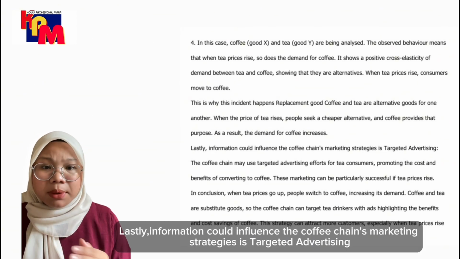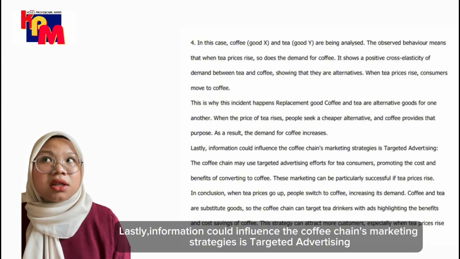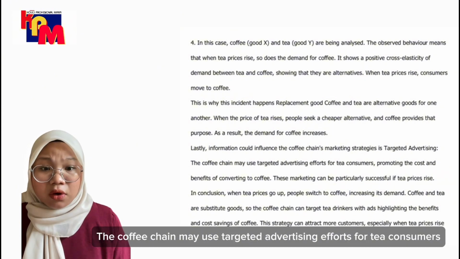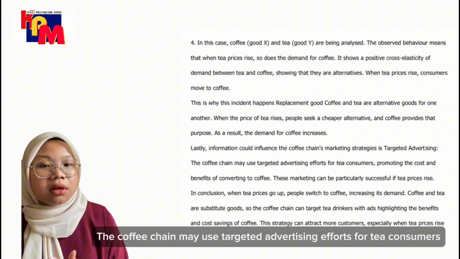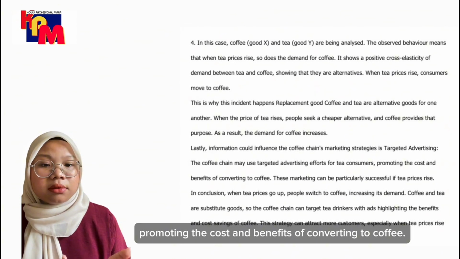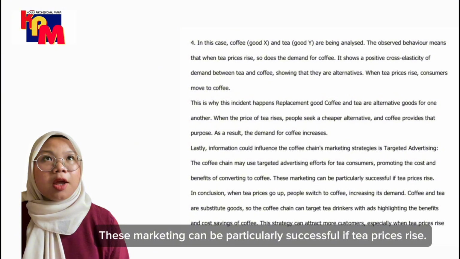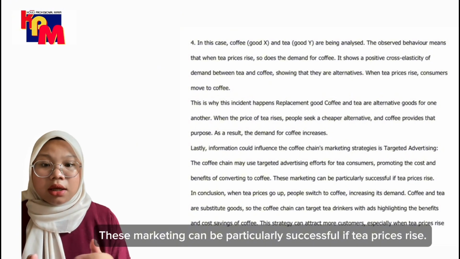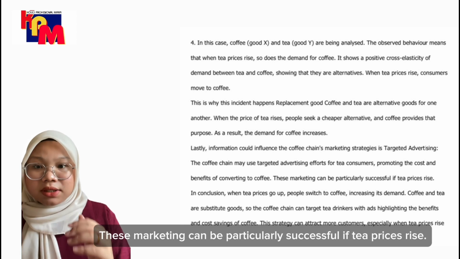Lastly, the information could influence the coffee chain's marketing strategies, such as targeted advertising. The coffee chain may use targeted advertising efforts for tea consumers, promoting the cost and benefits of converting to coffee. This marketing can be particularly successful if tea prices rise.